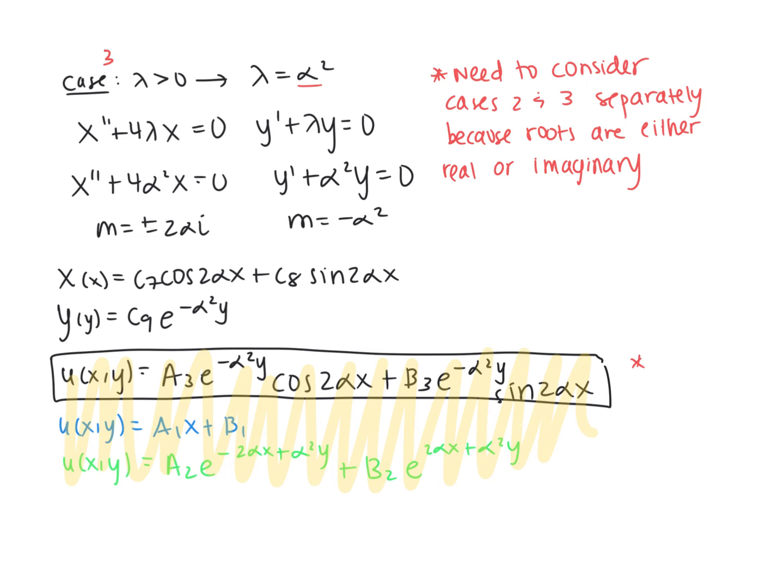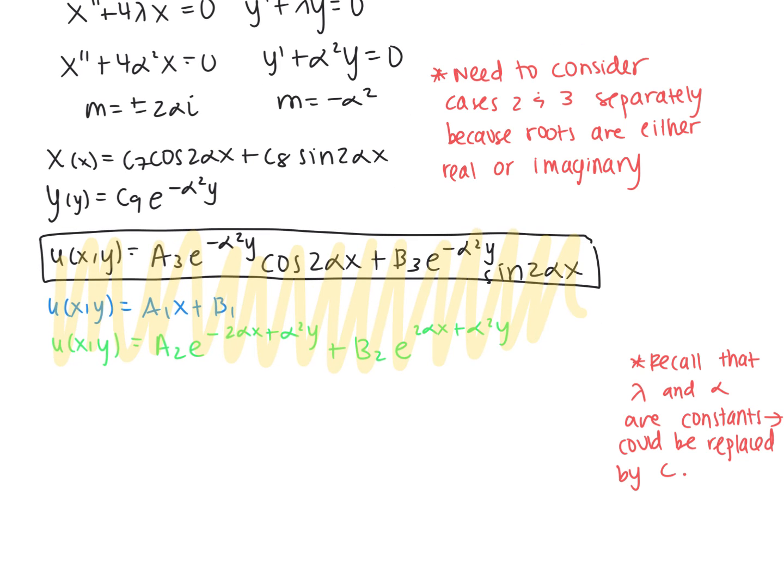Another thing to recall is that lambda and alpha are constants. And so because of that, they could be replaced by C. So if you are someone who references the Stewart book, you're going to see C instead. You're not going to see alpha and lambda because those just represent constants.